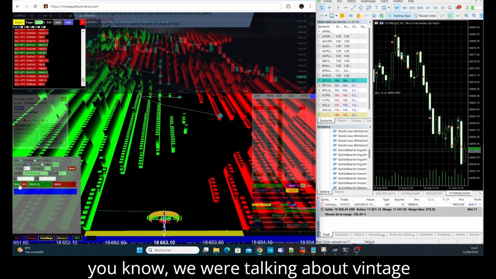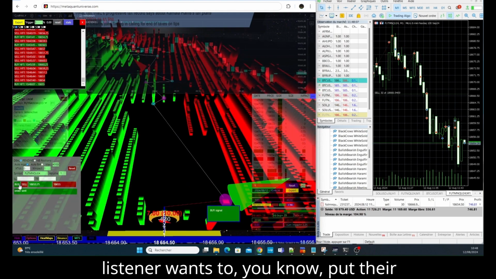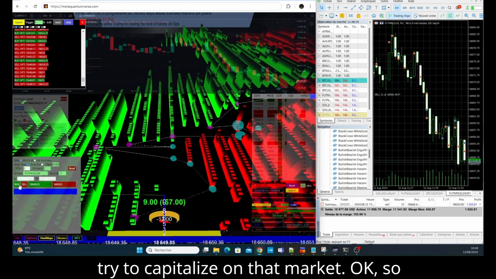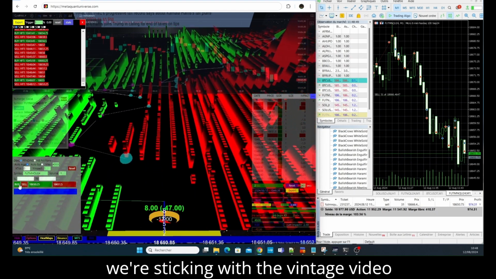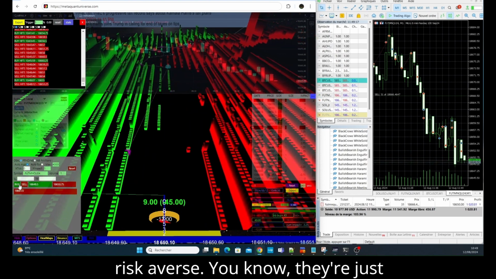Okay, so we were talking about vintage video games before. Let's say our listener wants to put their money where their nostalgia is, try to capitalize on that market. Okay, so we're sticking with the vintage video game cartridges. I'm in. All right, so let's say our listener's a little risk averse. They're just dipping their toes in.